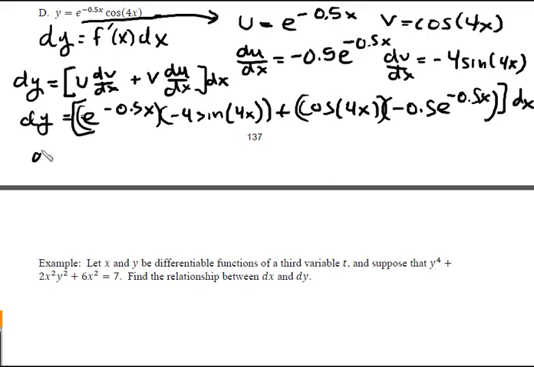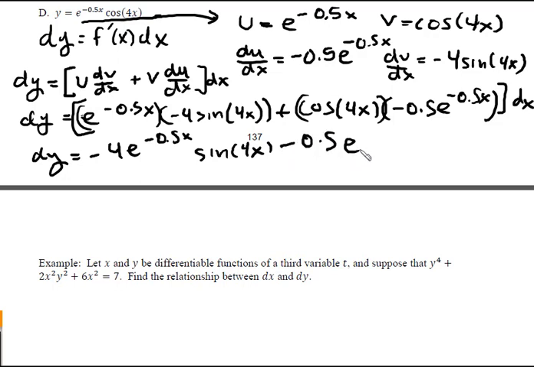I mean, there's not much that you could do. You could rewrite it as negative 4 e to minus 0.5x sine of 4x, because I know that some of you like putting that constant, the negative 4, in front, and then minus 0.5 e to minus 0.5x cosine of 4x.